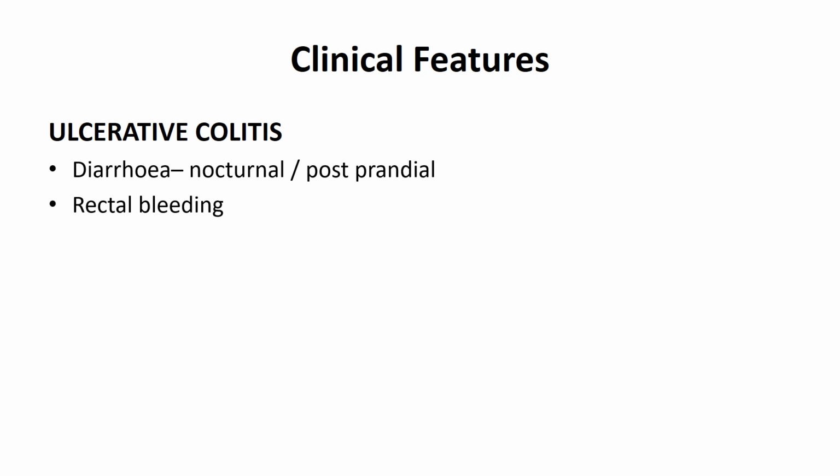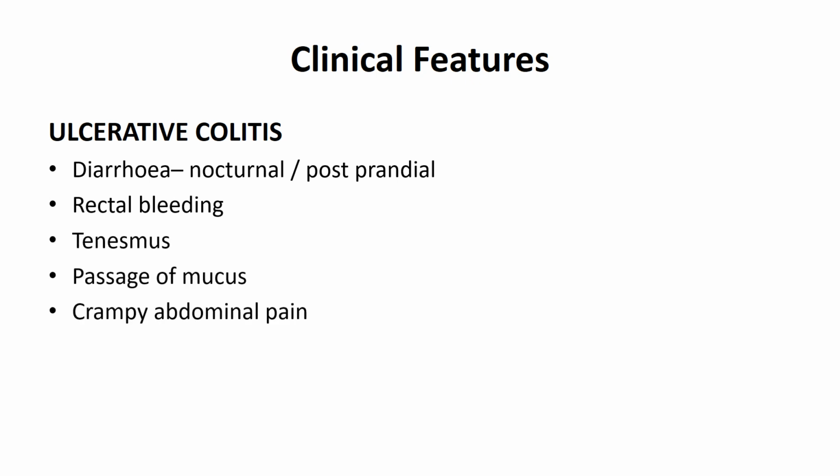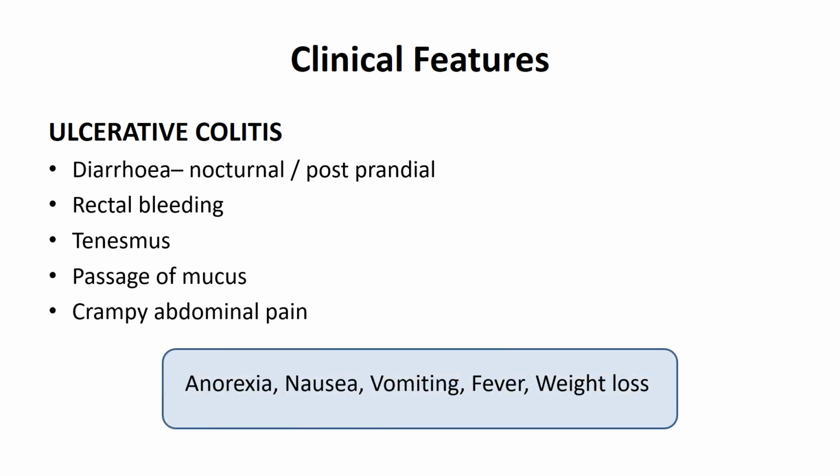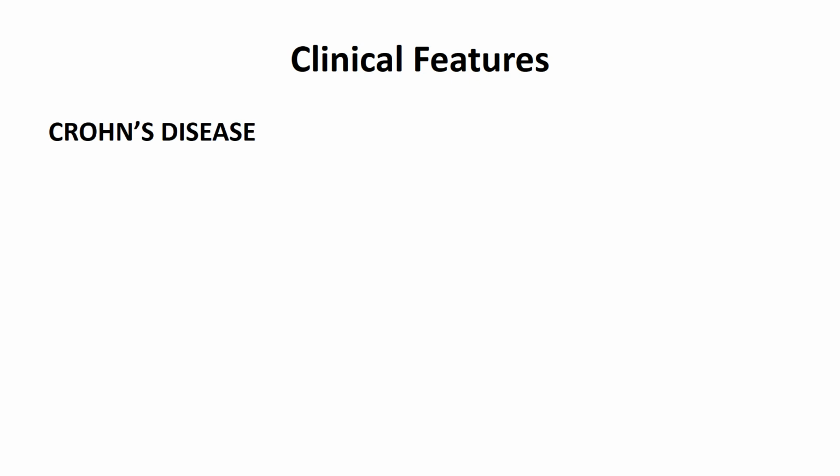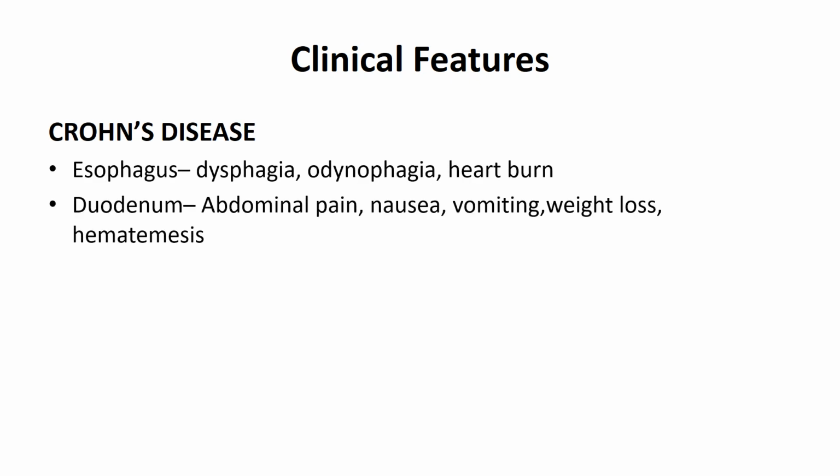When coming to ulcerative colitis, the patients will be having diarrhea. It can be nocturnal or postprandial diarrhea, rectal bleeding, tenesmus, passage of mucus, and crampy abdominal pain. So the common symptoms of ulcerative colitis are anorexia, nausea, vomiting, fever, and weight loss. And in Crohn's disease, the symptoms will be mainly associated to the region of the disease.